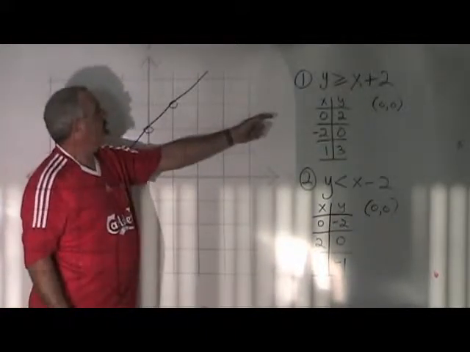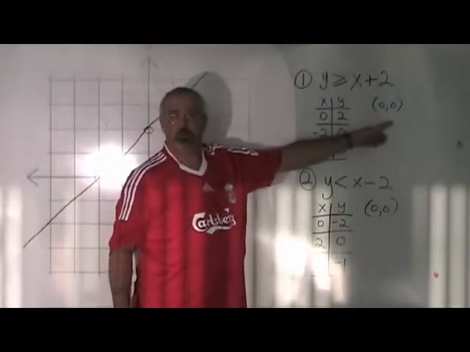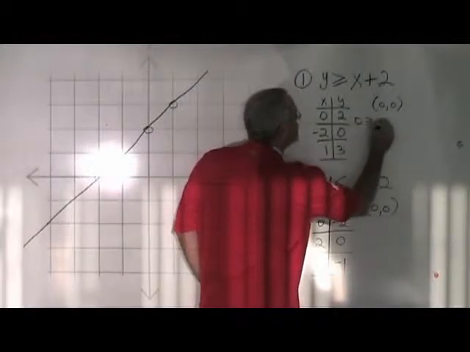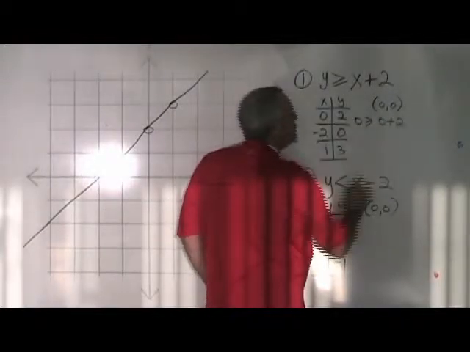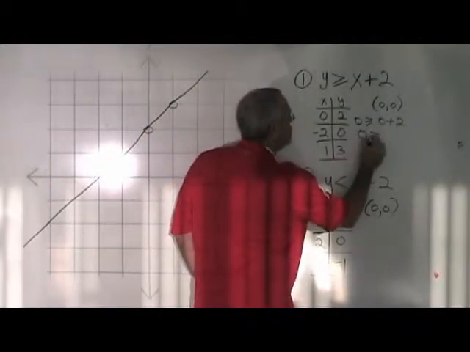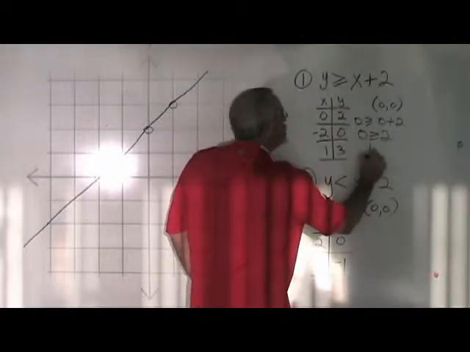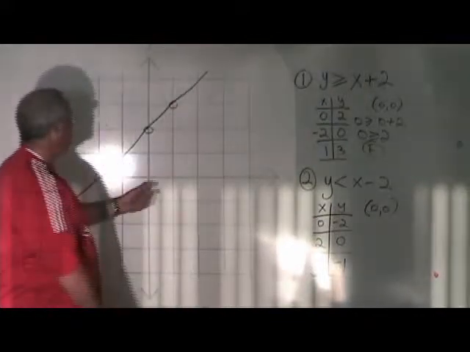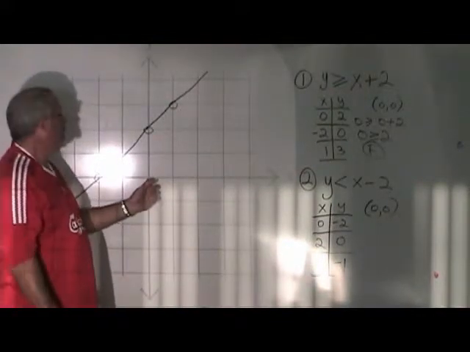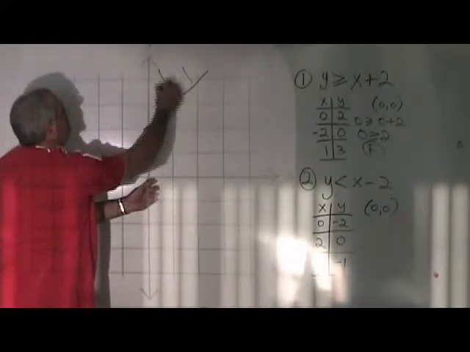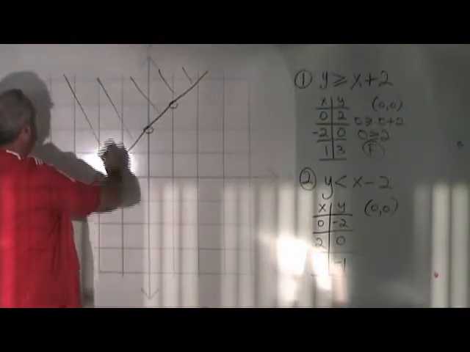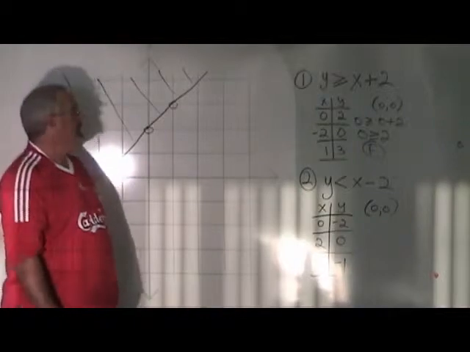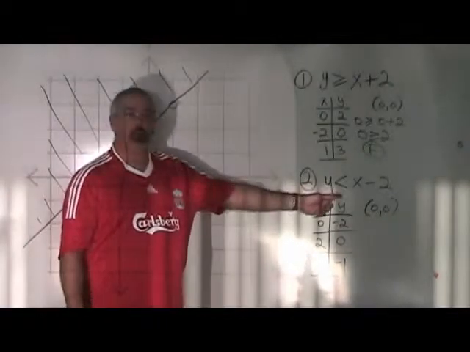It's time for my test point. If I plug 0, 0 into this inequality, I get 0 greater than or equal to 0 plus 2, which simplifies to 0 greater than or equal to 2, which is false. I'm going to be shading away from my test point. The test point 0, 0 is down here, so shading away means this is shading up. It's time to graph my second inequality.